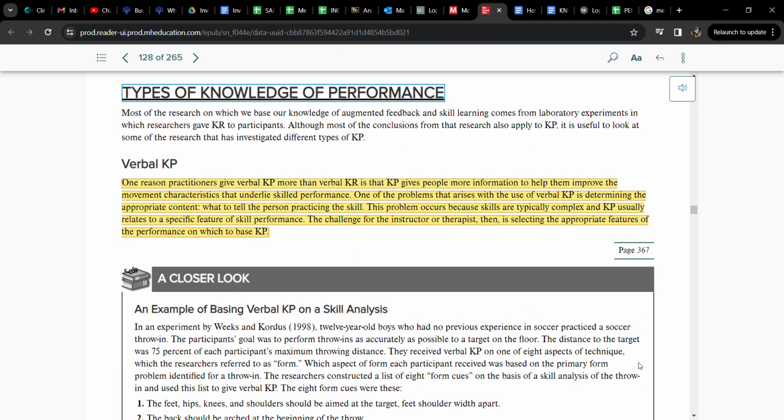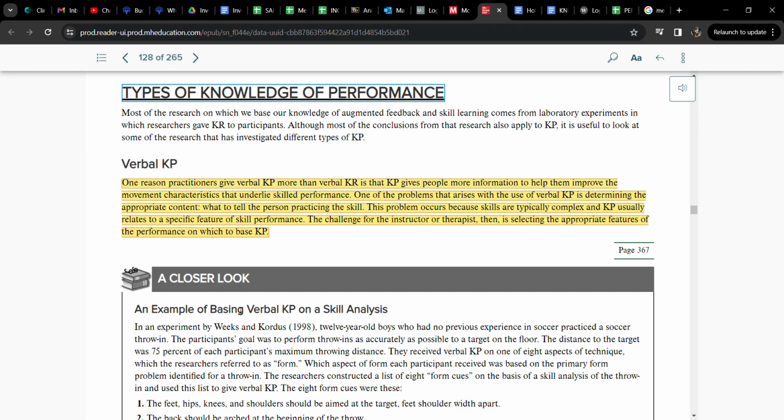Okay, next is the types of knowledge of performance. So this is the types of KP that we're going to give to people, right? And a lot of the things that we do in feedback, if we look back, is what are the types of feedback? Well, there's visual, there's auditory, there is verbal, right? There's different types of feedback we can get. So let's talk about verbal KP.